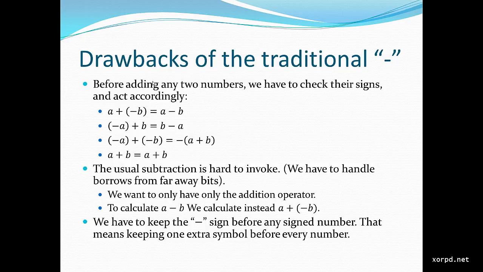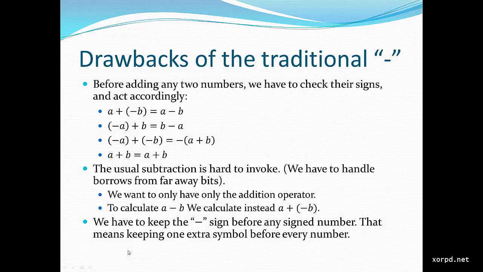An example of how this could be done is this. If I want to calculate a minus b, then I will calculate a plus minus b instead. Well, minus b will be some magical representation of b that will conform and give me the wanted result in the end.